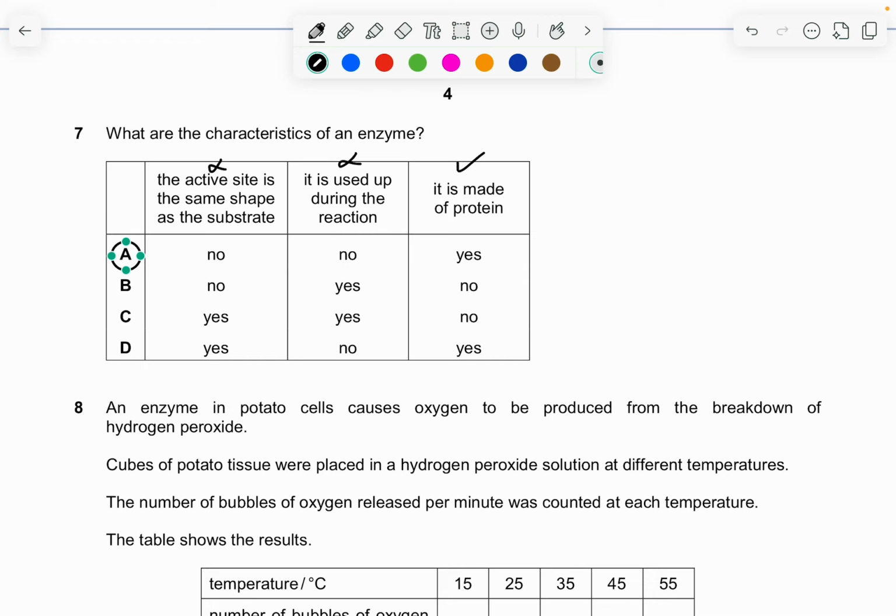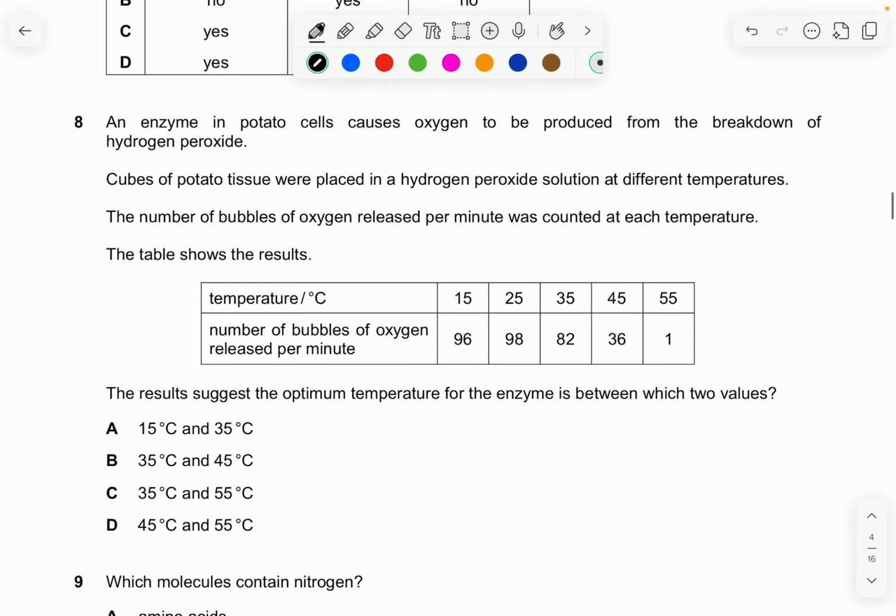So you can see an enzyme. Let's say this is the enzyme. The substrate cannot be the same shape as the enzyme's active site. It has to be something like this, then this is the substrate. So the substrate has a different shape than the active site of the enzyme. That is important, okay?